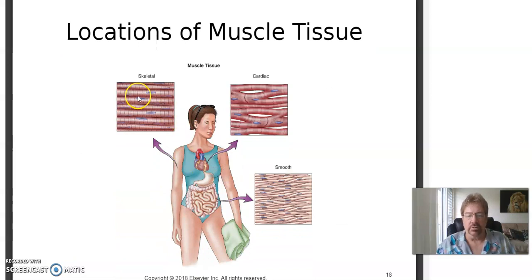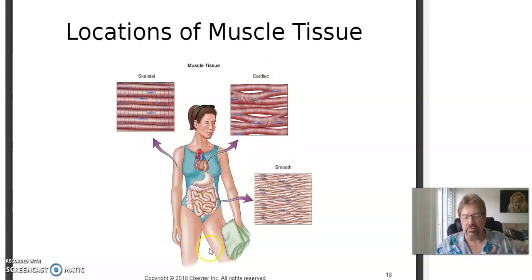Skeletal muscles have these little stripes on them, guys, which are called striations. Cardiac muscle does as well. So it would be correct to say that both skeletal and cardiac muscle are striated muscle. Smooth muscle does not have striations. Again, of the three, only skeletal muscle can be voluntarily contracted. In this case, they've taken it from near the biceps area. Of course, cardiac muscle is only found in the heart.